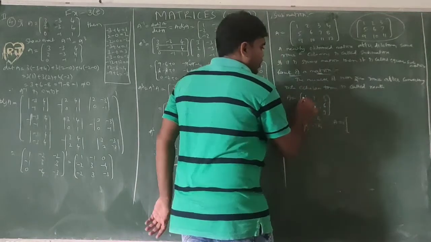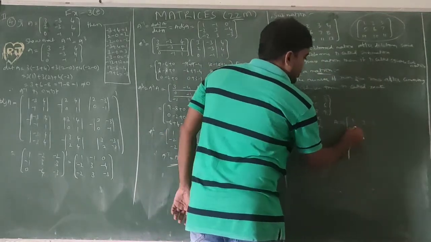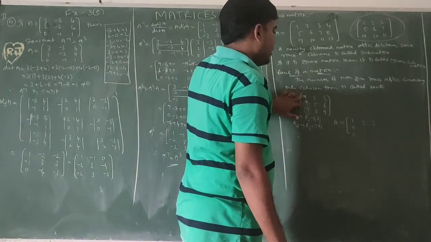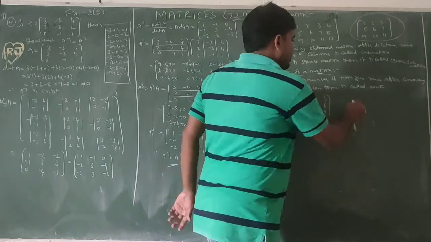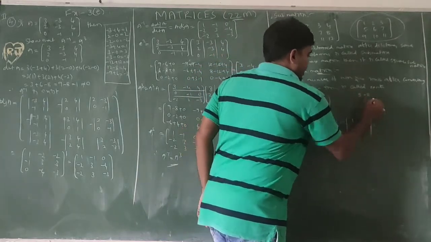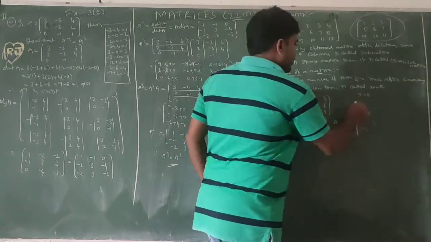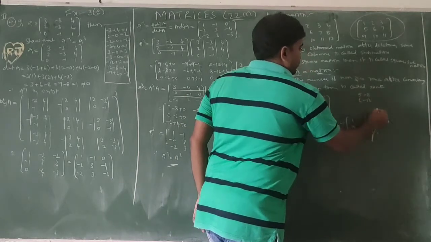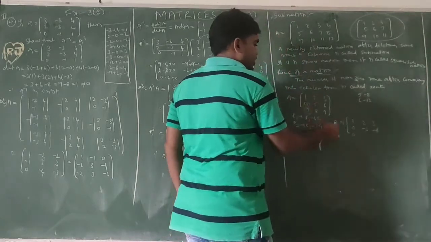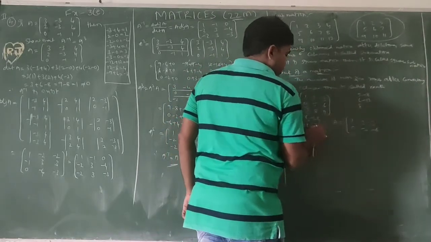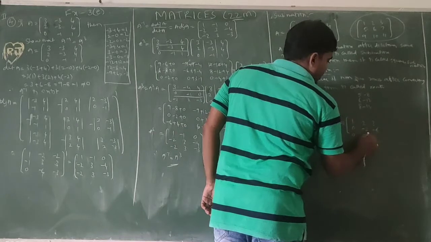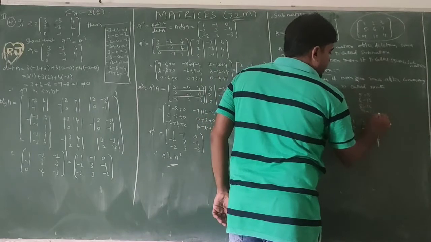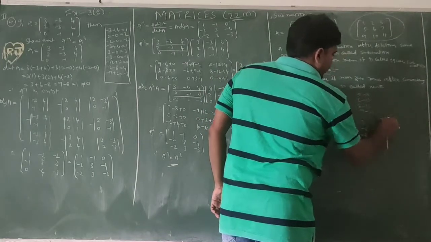A equal to 1, 2, 3 as it is. So these two elements are 0. 4 minus 4 into 1, 4 minus 4 equal to 0. 5 minus 4 into 2, 5 minus 8, minus 3. 6 minus 4 into 3, minus 12, 6 minus 12, minus 6. Next 7 minus 7, 0. 8 minus 7 into 2, 14, 8 minus 14, minus 6. 9 minus 7 into 3, 21, 9 minus 21, minus 12.